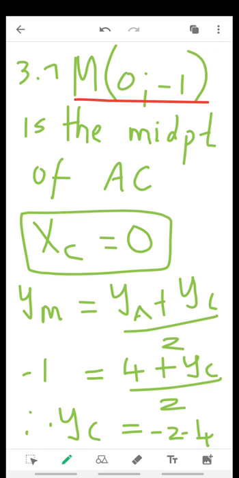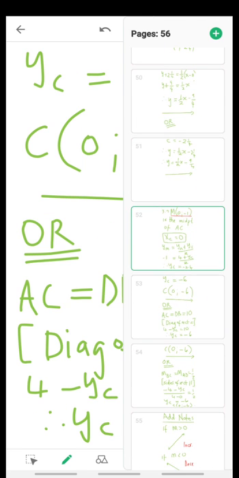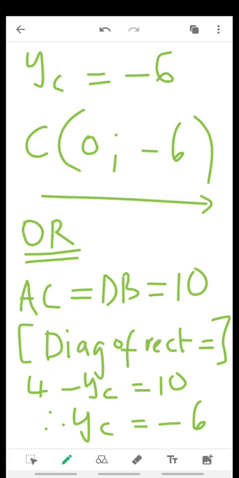We calculated that before, and I think we also see it here. All right, it is equal to the y coordinate of A, 4, plus the y coordinate of C, over 2. Then finding yc, my answer was -6. Therefore, C is (0, -6). Where does the 0 come from? Remember, C lies on the y-axis, so the x value is 0.